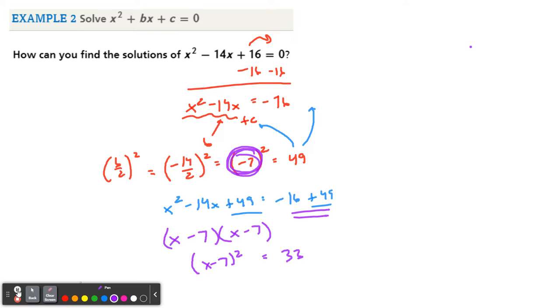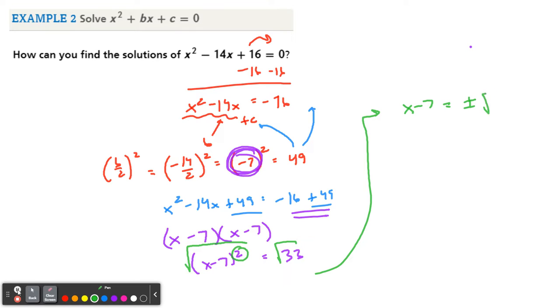Now, to get rid of this squared, we're going to take what's called the square root. Now, we've done square roots this year a little bit, right? When you take the square root of the left-hand side, the x minus 7 will pop out. No need to have the parentheses. The parentheses are for the squared. It's gone.